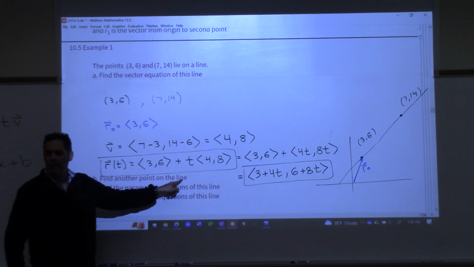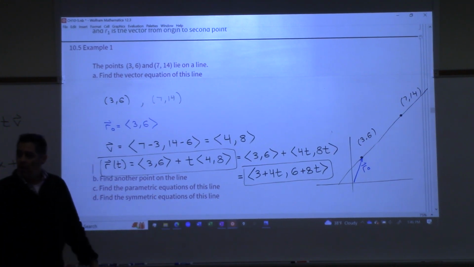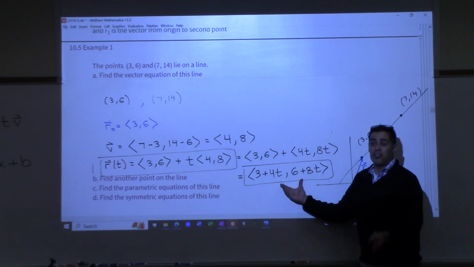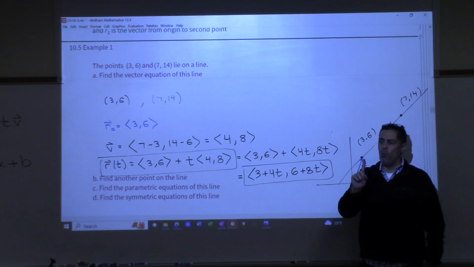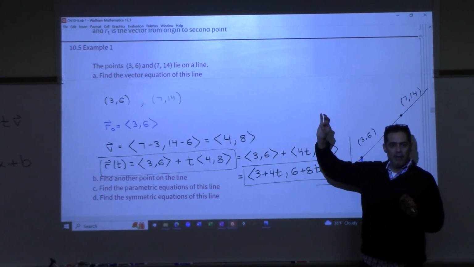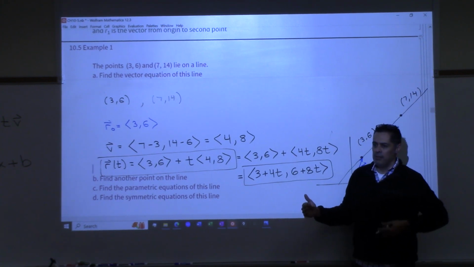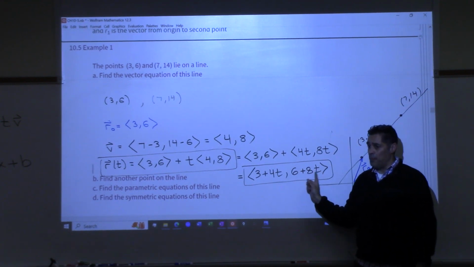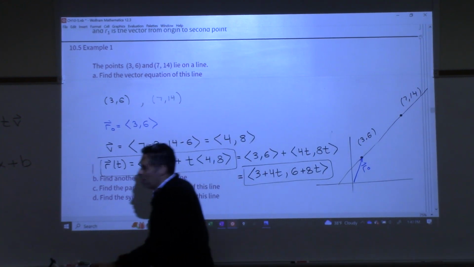Find another point on the line. So I've given us 2, right? Let's find a third. Take this equation right here, this vector equation. Let's try it. Plug in 0 for t. What do you get? You get 3, 6. That's the first point, right? Plug in 1 for t. What do you get? 7, 14. That's the second point, right? Plug in some other value for t. 2, negative 1, 5, 7.23. Doesn't matter, right? Every single value you get out when you plug different t's in will give you points along that line, right?